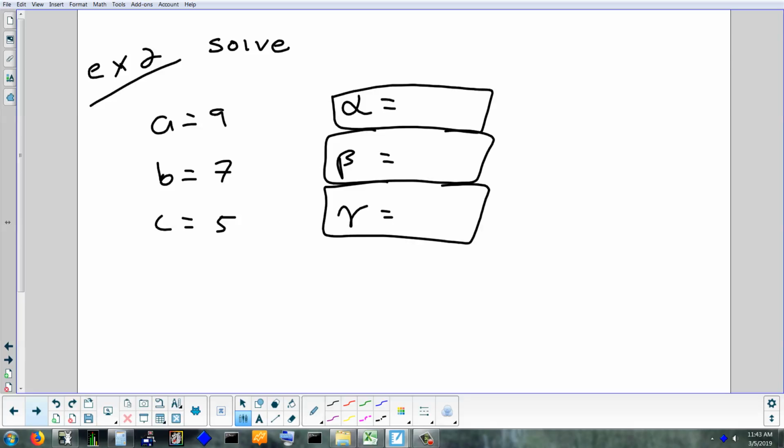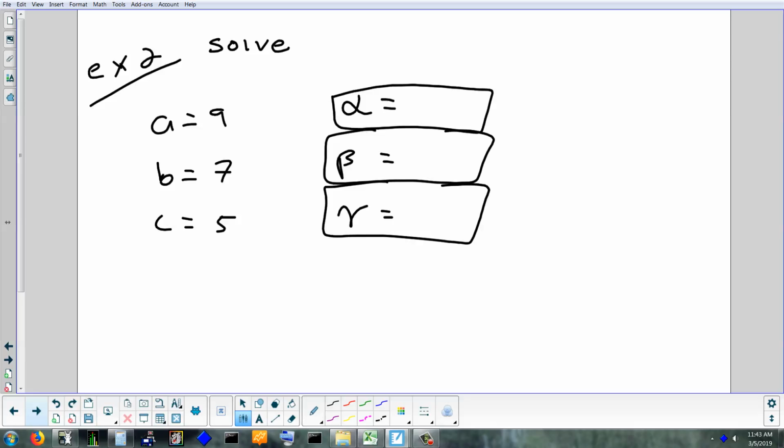Now, can anybody think of a case where I would only have to do law of cosines once to solve this side-side-side problem? Yeah? What if 2 of the sides are the same? Yes. If you had an isosceles triangle, you only have to do law of cosines 1 time. Because 2 of the sides are the same, which means 2 of the angles are going to be the same. And you can figure out the third one from there.